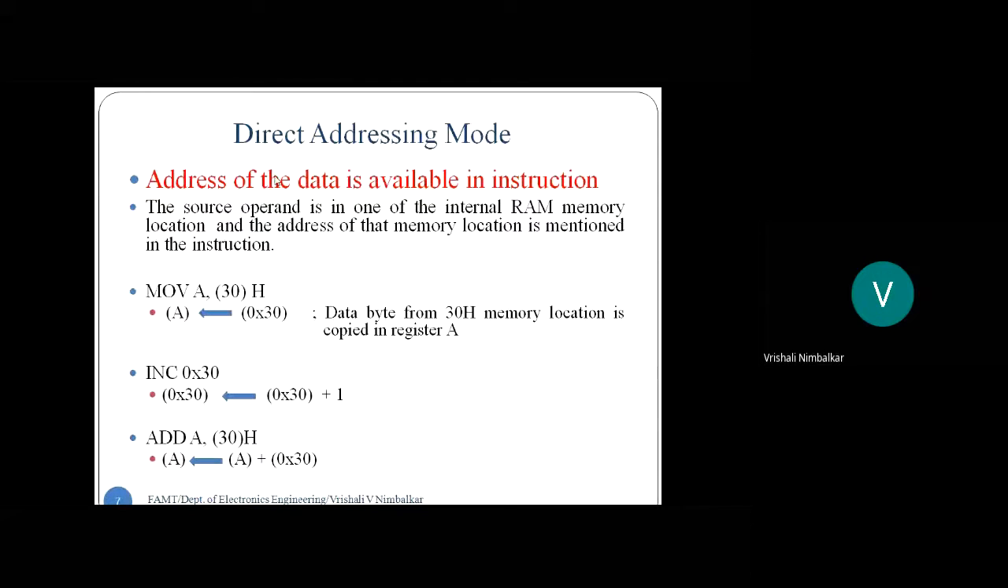So now, when should we use direct addressing? Whenever we want to access some random locations consecutively. In the first case, I am reading data from 30 hex. Immediately next, I will read data from 7F hex. Immediately next, I will read data from 60 hex. So whenever you are reading or writing random memory locations consecutively, and you know the addresses of those memory locations, only then you use direct addressing mode. Correct? Because you need to mention the address in the instruction.